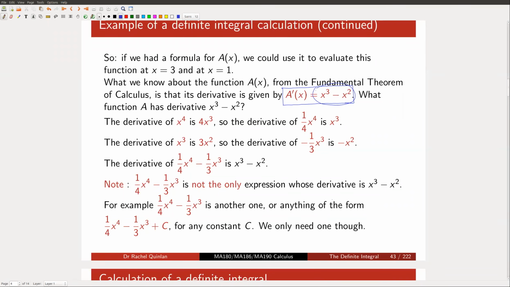Then we have to ask ourselves, what sort of function has derivative x cubed minus x squared? And here we have to reverse our differentiation process to come up with an answer to that. Our business for the next week or two is going to be to develop techniques for answering this question. How do you find a function that has a given derivative?